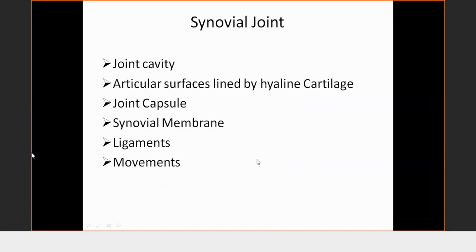So first let us see what the joint capsule will be, and then the capsule. Suppose this is the capsule. Inside this capsule are the bones. This capsule is lined, the inner lining of the capsule, by the synovial membrane, and that synovial membrane secretes synovial fluid. Then the bones here are connected by the ligaments, and there is movement at the joint.